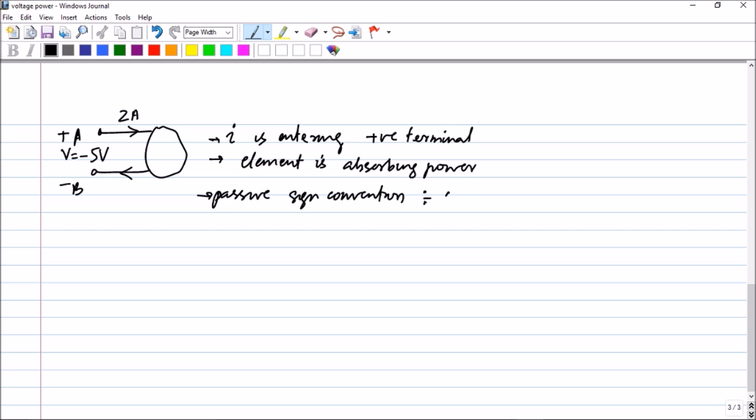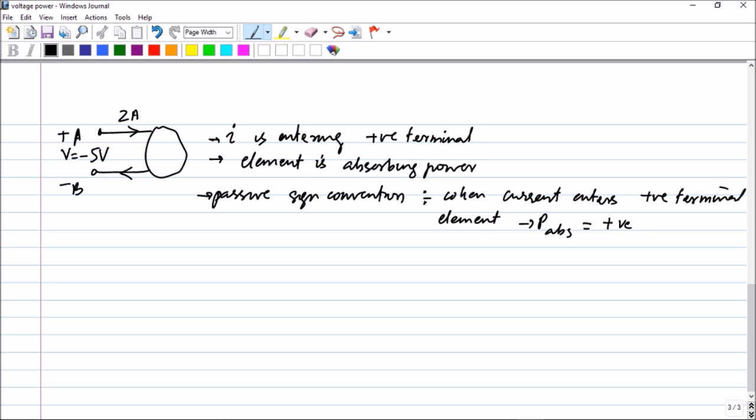It tells us that when the current enters the positive terminal of the element, it is absorbing power. So let me put it mathematically. I will tell that power absorbed will have a positive sign. Of course, by calculating it might come to a negative sign also, but at the start of the calculation you have to put a plus sign. When you get a negative sign, it actually means that the element is delivering power. So then you can correct yourself.